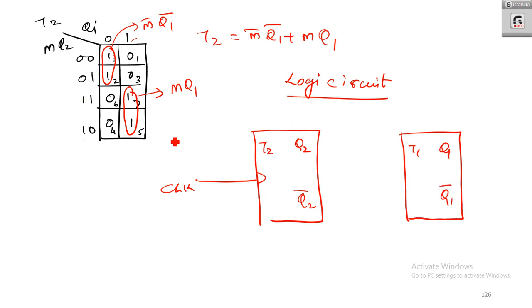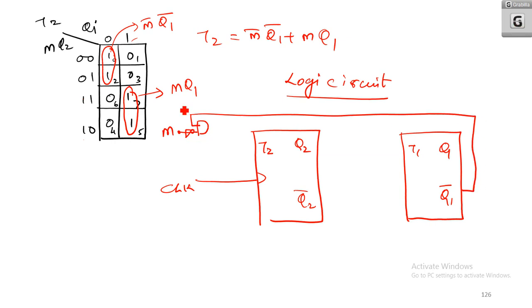Now you should have an external input, that is M. M bar, Q1 bar. So you should have an AND gate. M bar, so you should have a NOT gate here. M bar, Q1 bar, or M Q1. So M is here. You can have Q1. Q1 we can take like this.